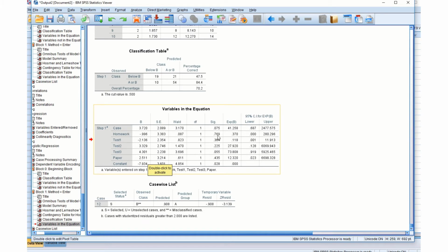We would not use homework. We would not use test 1, test 2. We would use test 3. We would not use paper probably, and we would use the constant. So in other words, out of these 6 items, case and test 3 are valuable in predicting this model, and those would be the ones that we would use and that we would interpret.